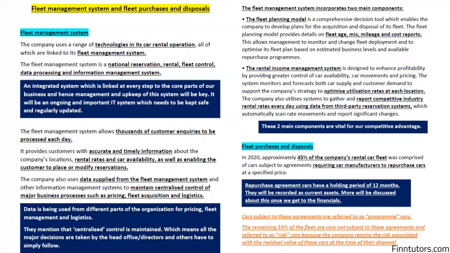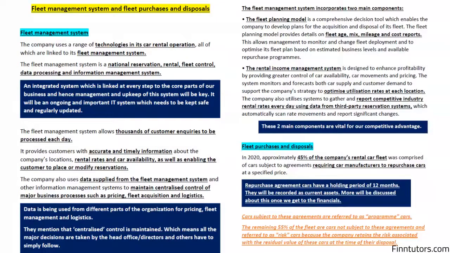So these two main components are vital for our comparative advantage. This is something that we are incredibly good at, which is part of my fleet management system currently. So it's our comparative advantage. So this was the fleet management system. Have a very clear idea of what this is. This is key for our business.